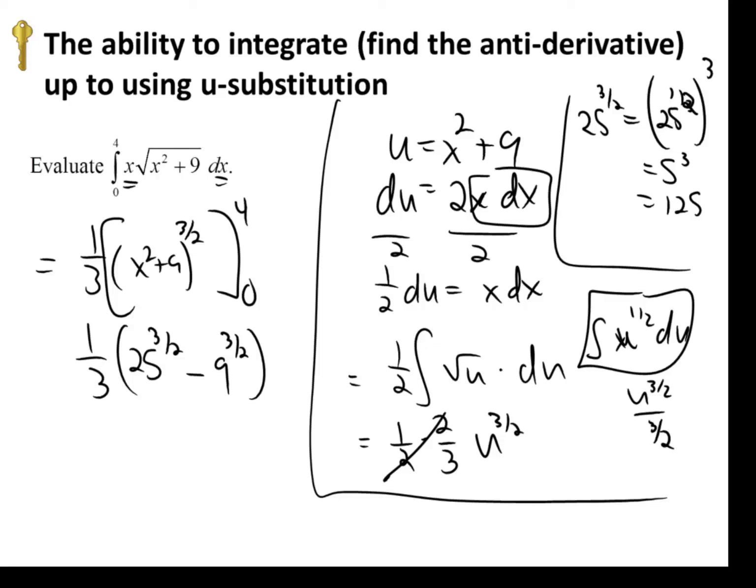Okay? And so here we have it. 125, take away, what's this guy then? 9 to the 3/2. It's 27. Okay. And so there we have it. 98.